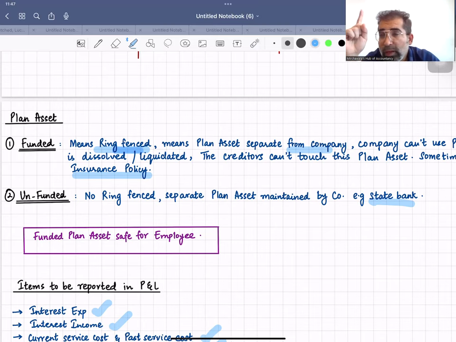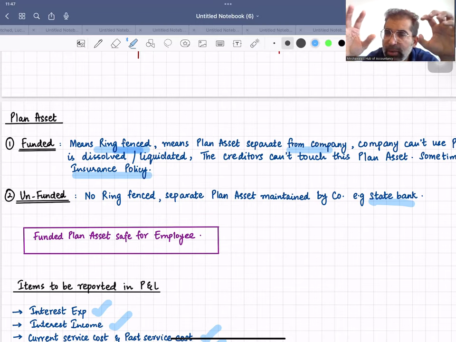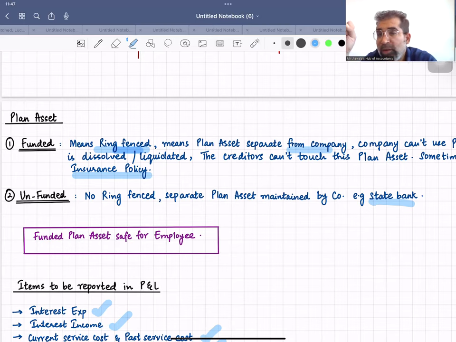Now, one thing. What we studied right now, the DBO and the plan asset, that was the funded one. That means if it is written that the scheme is funded, the plan asset is funded, then you have to maintain that plan asset working, which I taught you.